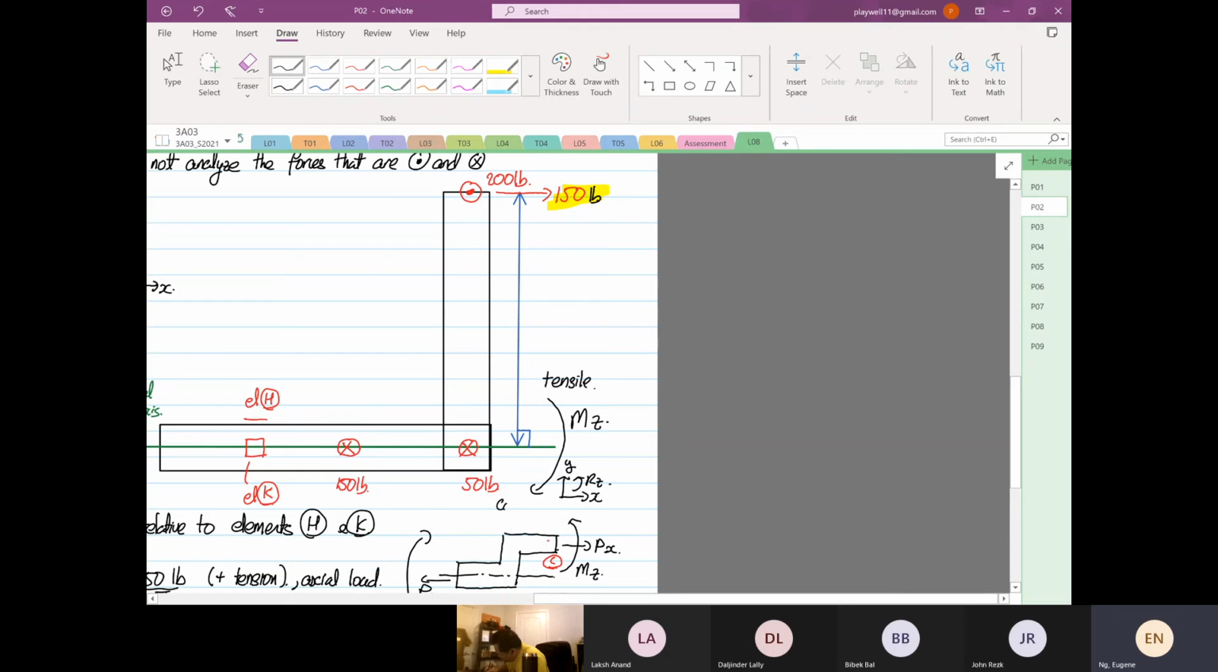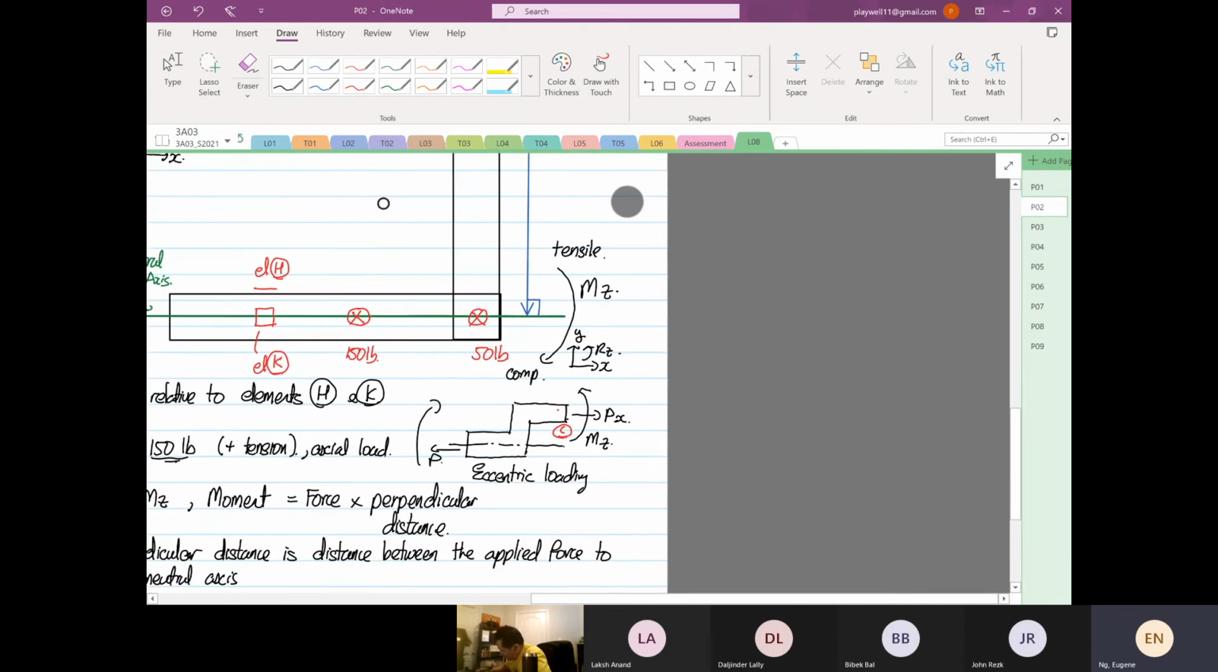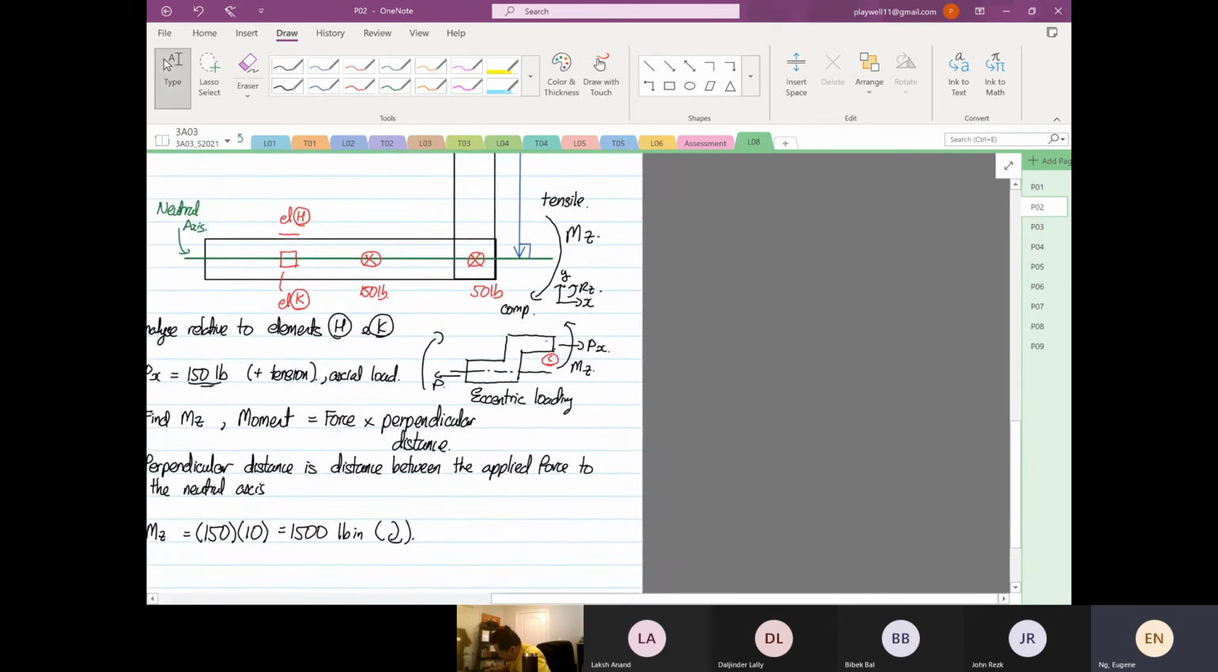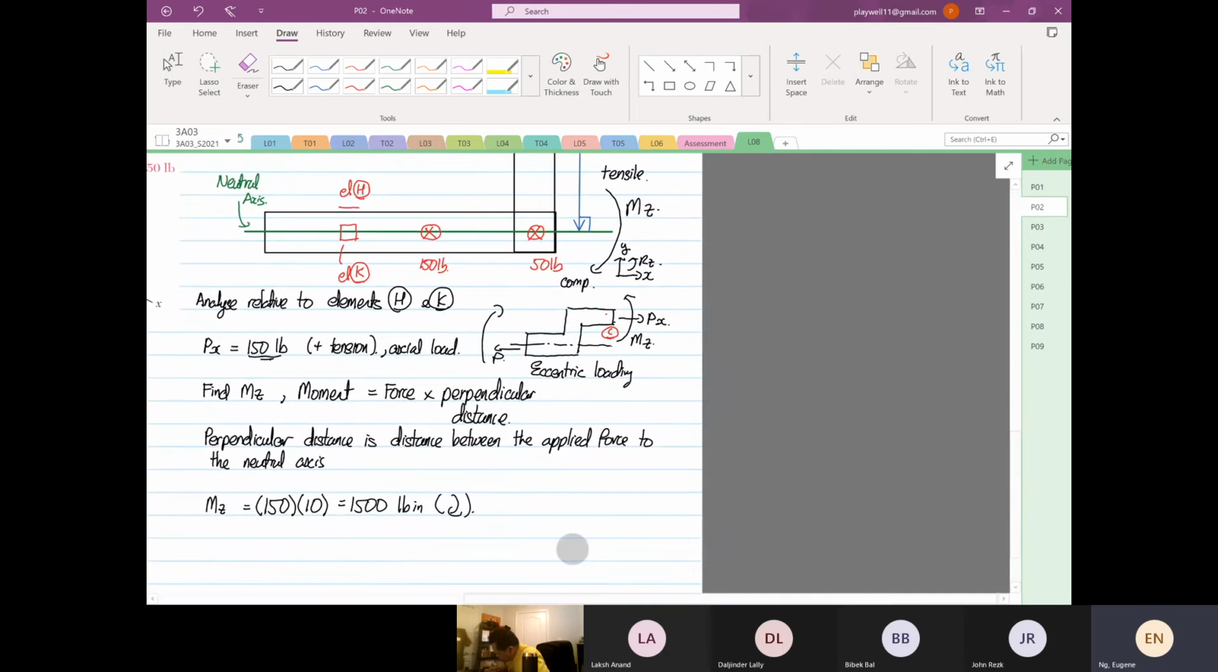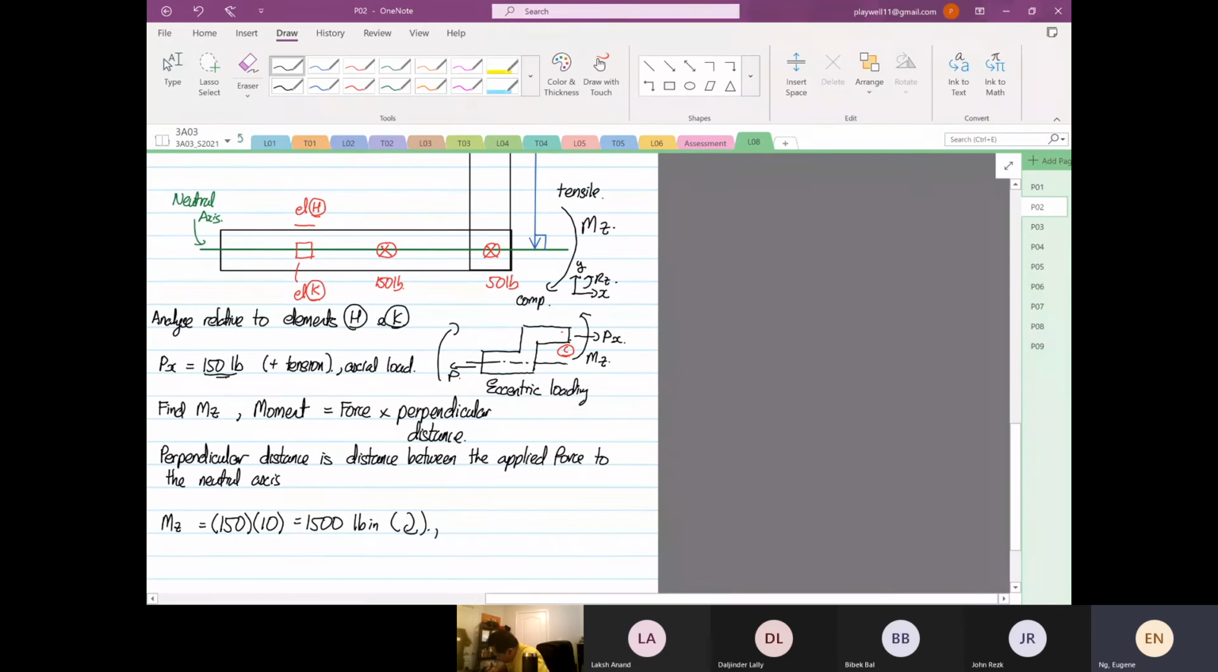The head will be under what? Compression. So when you write this, element H, you can see down here. So you do this also. This is really important. You can write in square bracket element, or you can just put H, will be under positive, which is tensile. And element K, sorry.